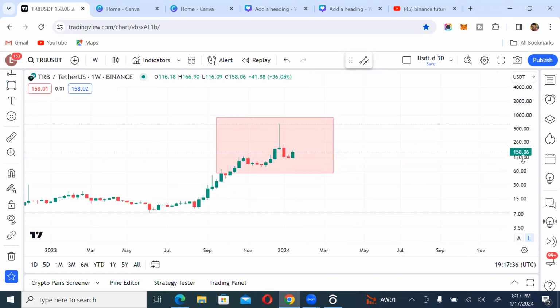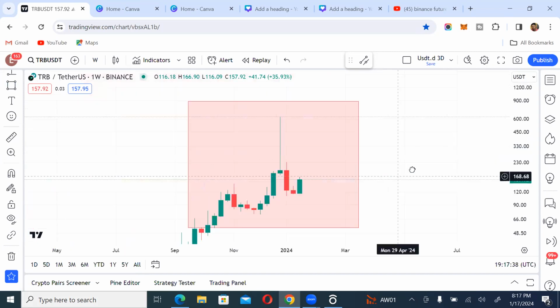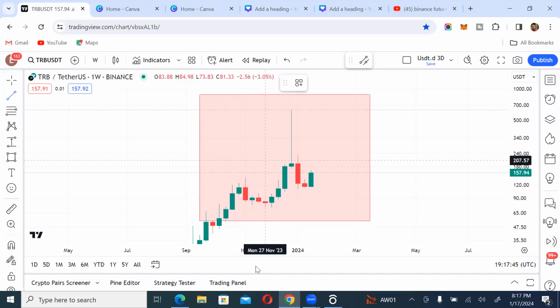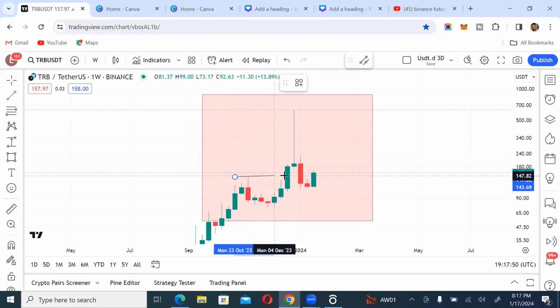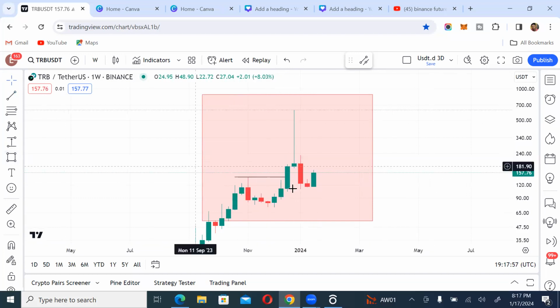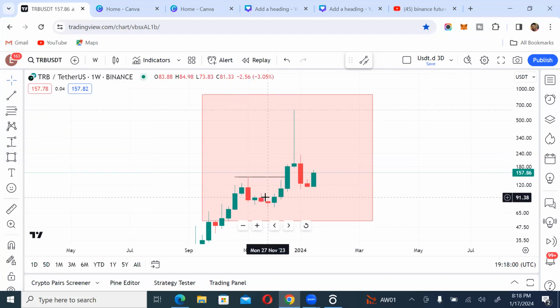Now, we're going to see that we already have a break of structure. We have a break of structure here, but price has not gotten back to our order block. Look at where our order block is. If you watch that video, you understand what I'm saying. Look at our extreme order block here.